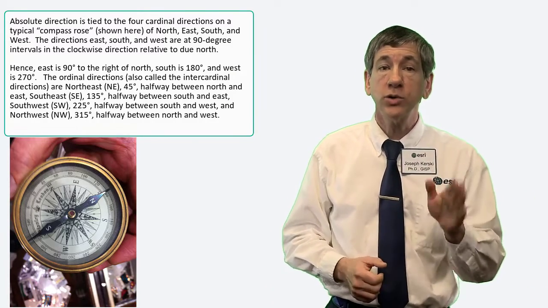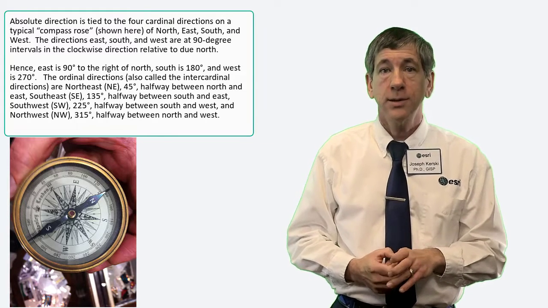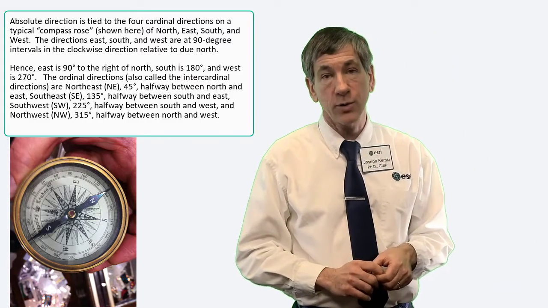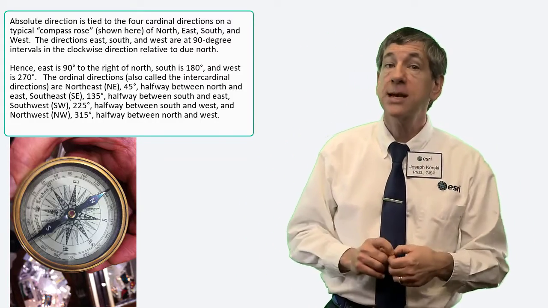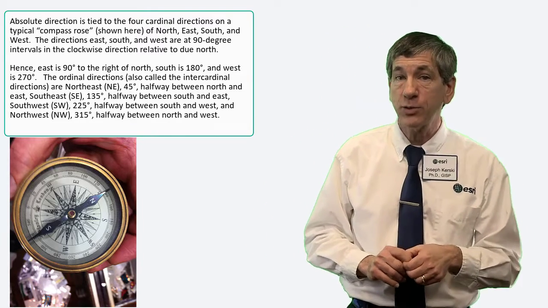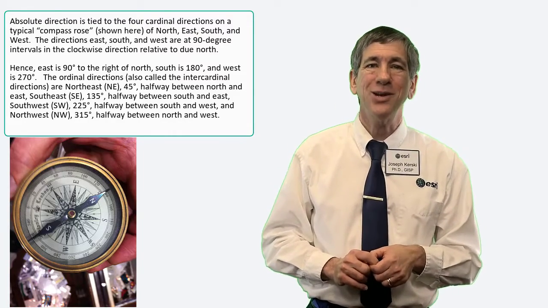The ordinal directions, also called the intercardinal directions, are northeast, 45 degrees, halfway between north and east; southeast, 135 degrees, halfway between south and east; southwest, 225 degrees, halfway between south and west; and northwest, 315 degrees, halfway between north and west.